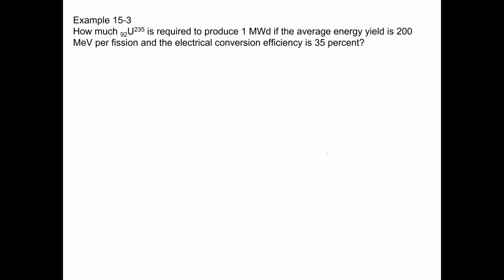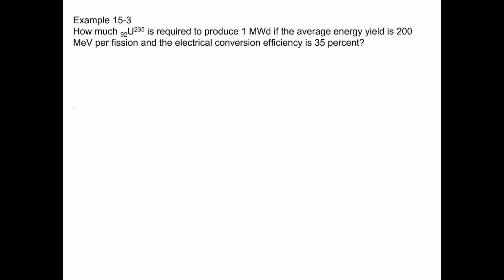So let's look, for example, at this case. The question is asking how much uranium-235 is required to produce 1 megawatt day if the average energy yield is 200 mega electron volts per fission and the electrical conversion efficiency is 35%.